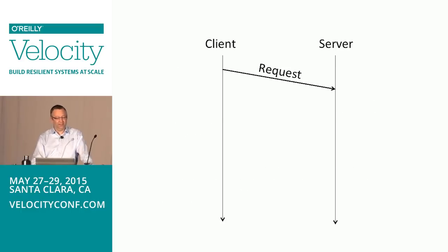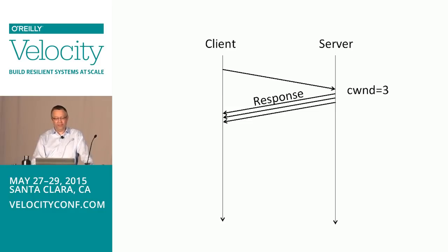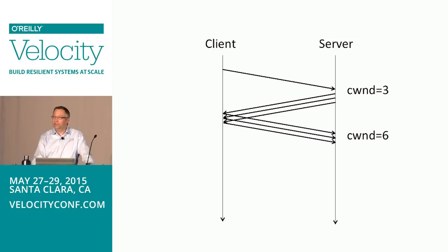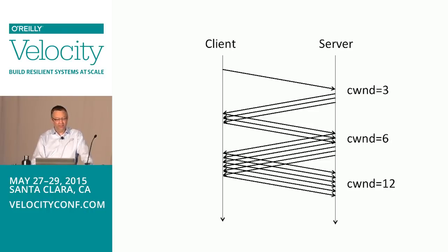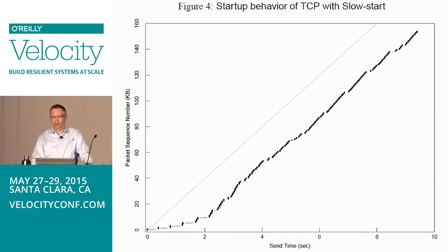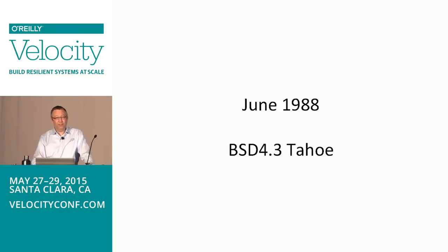So it's like before, the client sends a request, but now the congestion window starts at 3, and so the server can put only 3 packets out on the wire. The client acknowledges each of those 3 packets, and for each acknowledgement, the server increases the congestion window by 1 full-size segment, and so now the congestion window is 6. So the server sends 6 segments, the client ACKs each of those, making the congestion window 12, and by now you can see that the congestion window opens exponentially, right? It doubles every round trip. So this is what's known as the TCP slow start algorithm, and it turned this into this, which is better. So in June of 1988, an implementation of TCP slow start was released to the world in BSD 4.3.